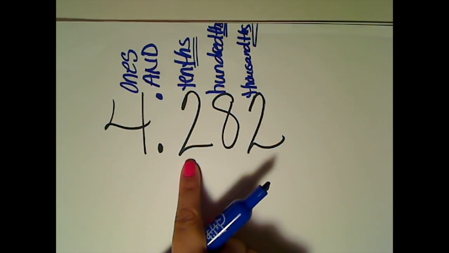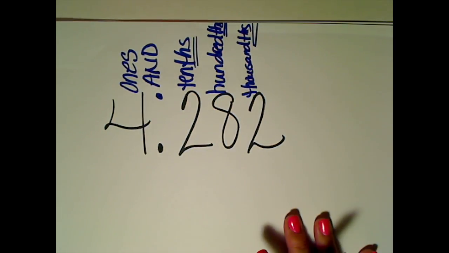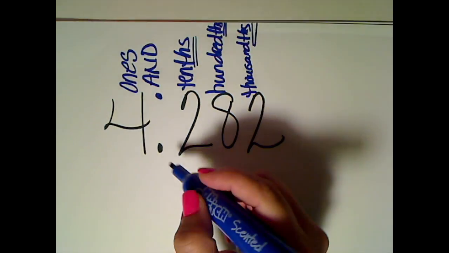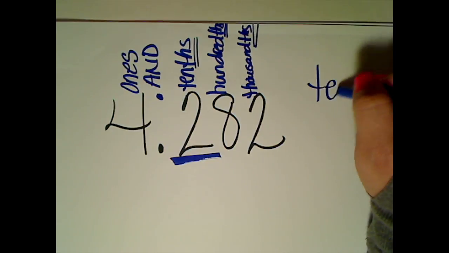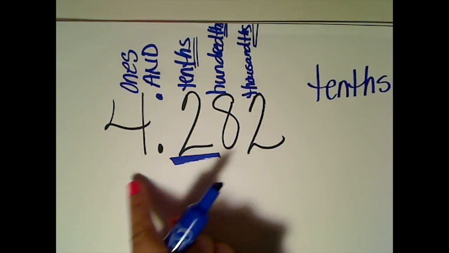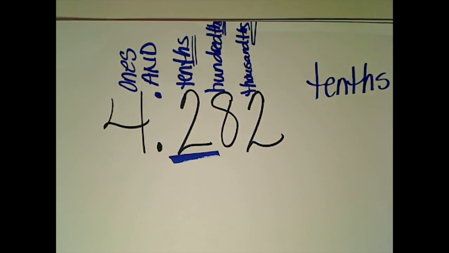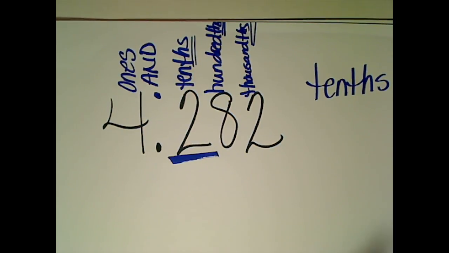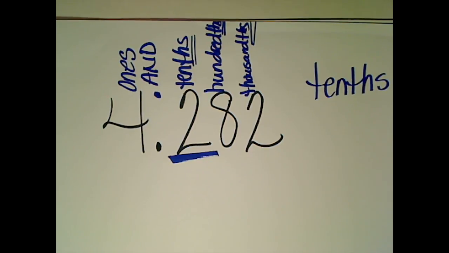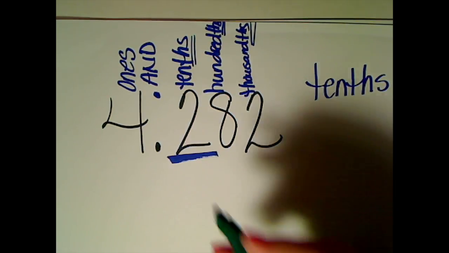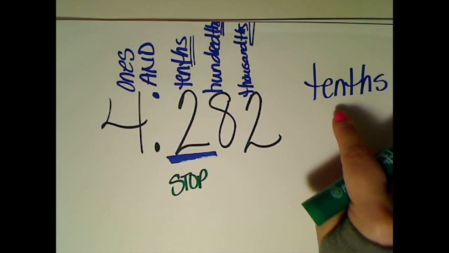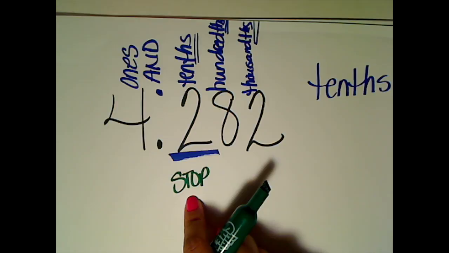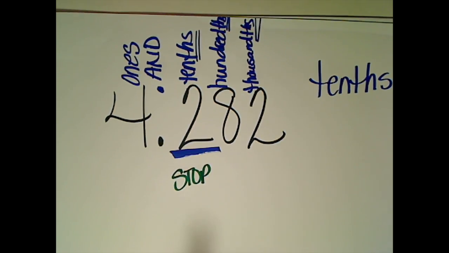4 and 282 thousandths. So now I want you to round to the tenths place. Round this number to the nearest tenths. How do we do that? What is our strategy? Well, I know I need to stop at the tenths place, so I'm going to write stop underneath the tenths place.